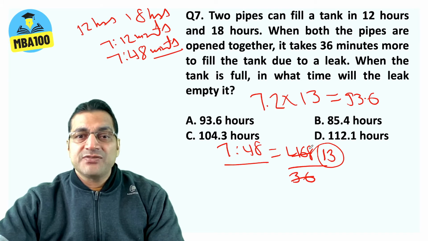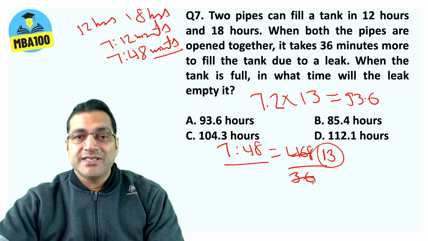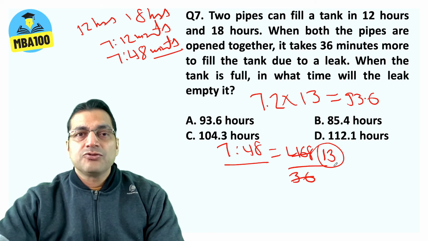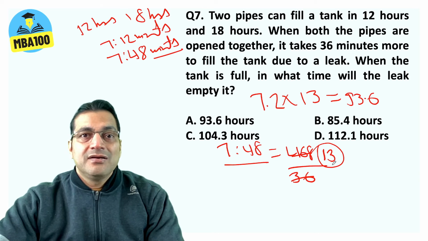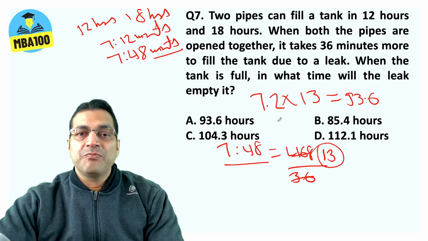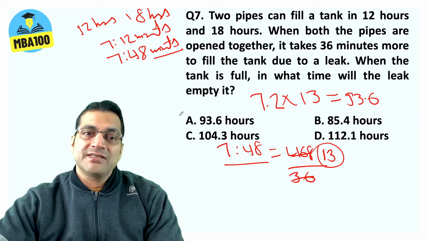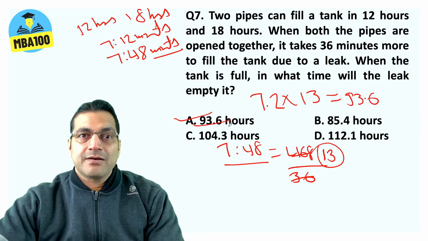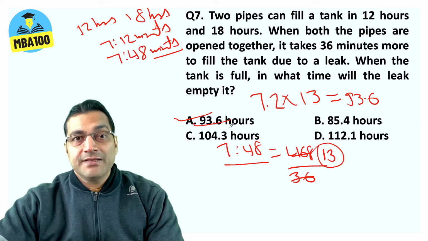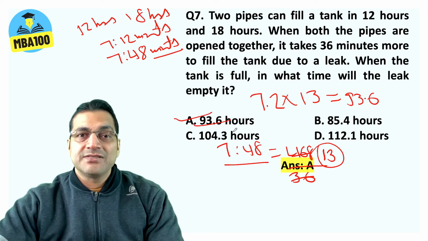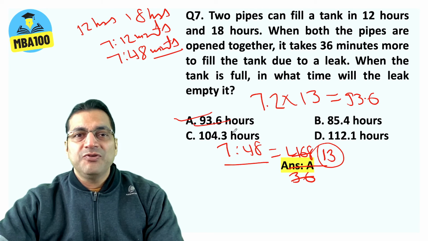7 hours 48 minutes is 468 minutes. So the ratio of their efficiency is 468 divided by 36, that is 13. So time taken by the leak to empty the tank would be 7.2 into 13, that is 93.6 hours. Clear? Watch it again and again. This is very important. Of course, the answer is A. All right. Okay, let's move from here.